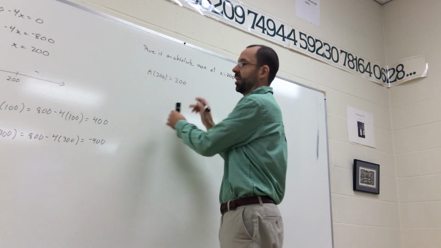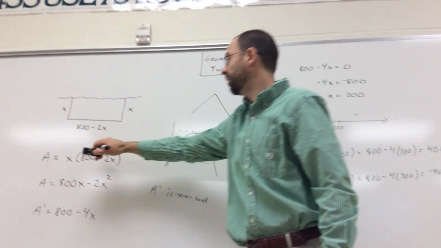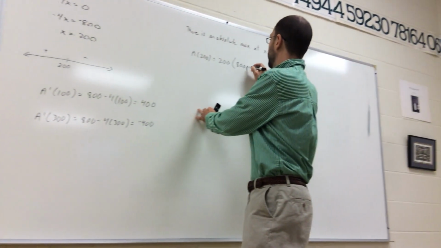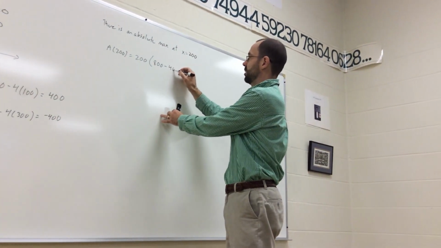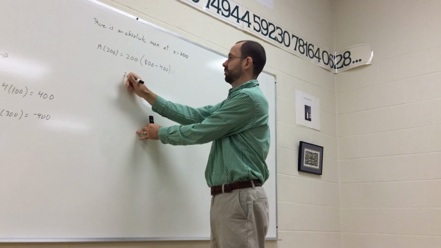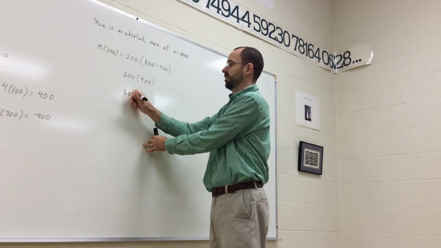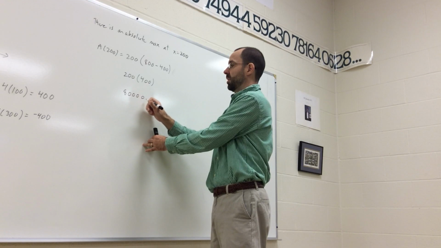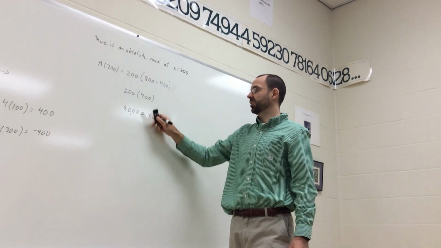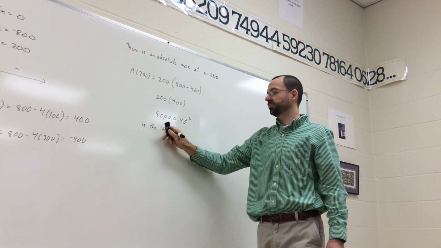So one of the sides is 200, right? This side is 200. And then the other side is 800 minus 400, so 400. That comes out to 8 with 4 zeros. So 80,000 square yards is the largest possible area.